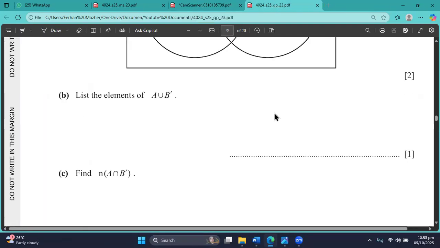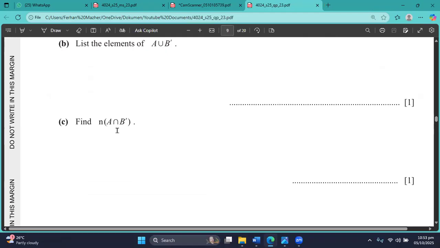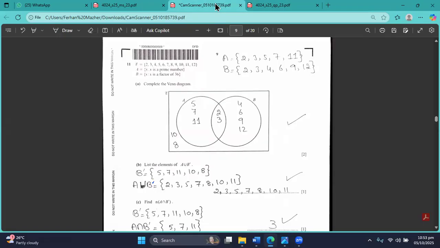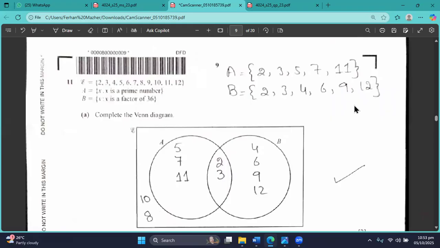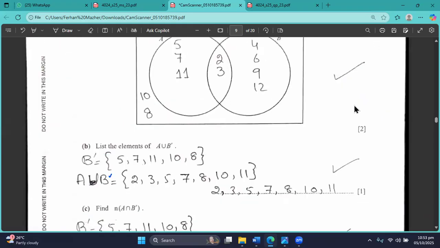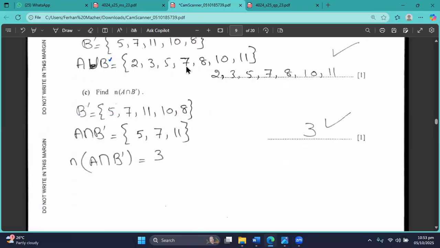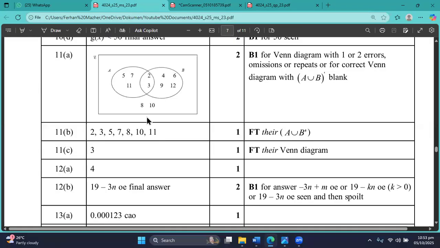Then he says find the small n, which means how many members are there, of A intersection B complement. So you have to take the common between A and the B complement. This is your B complement, this is your A. What's common between them? The common is 5, 7, and 11. This small n means how many members are there. So basically there are 3 members. So my answer will be 3, because the question is how many members are there.